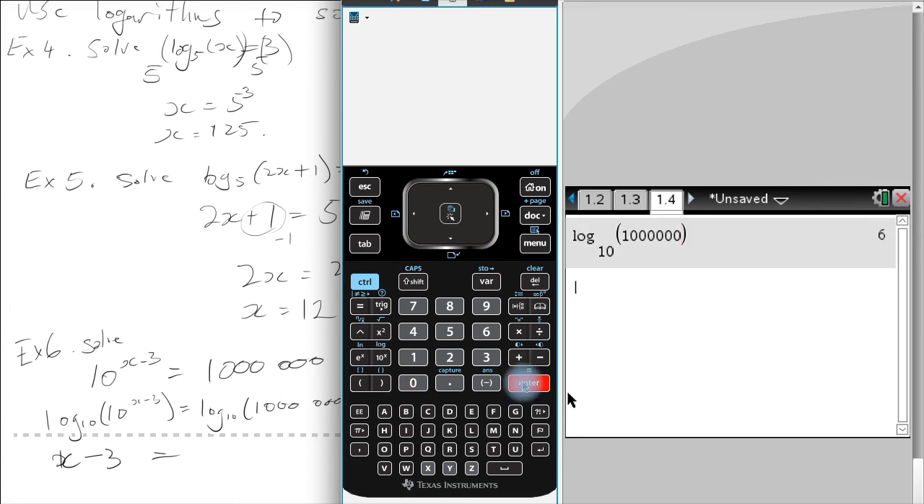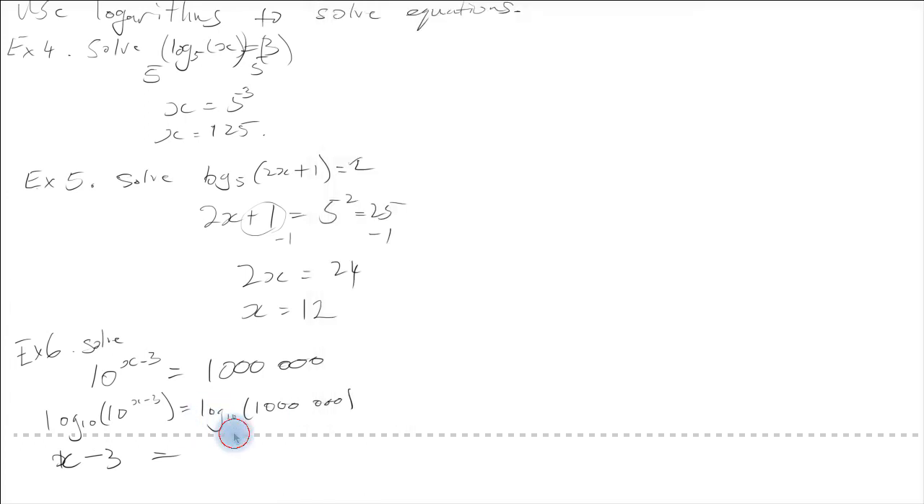There we go, the answer is 6. So back we go, that equals 6. Now adding 3 to both sides gives x equals 9. There we go, finished example 6. Alright, let's get a little bit more room.